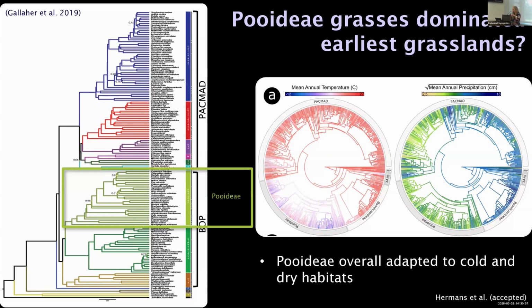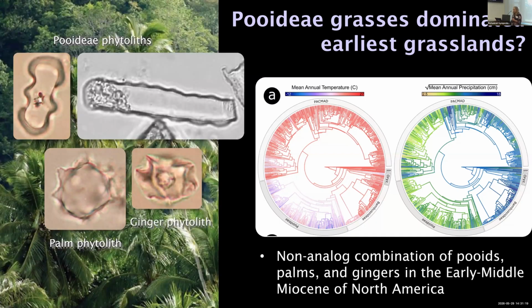And if you do a so-called ancestral state reconstruction, which is basically looking at the phylogeny of grasses to understand when different traits evolved, or in this case, climate tolerances, we see that pooids overall, early on in their evolution, were adapted to colder and drier climates. So this is perplexing because in the early Miocene, we see them co-occurring with palms and gingers, and those are plants that we typically associate with subtropical, tropical environments and much wetter environments.